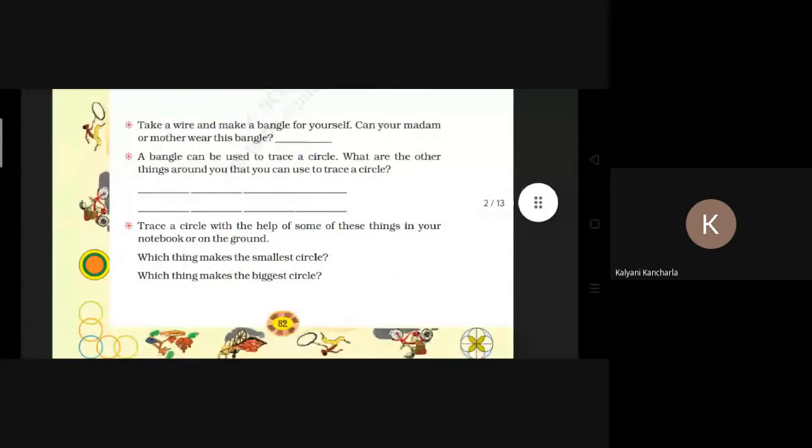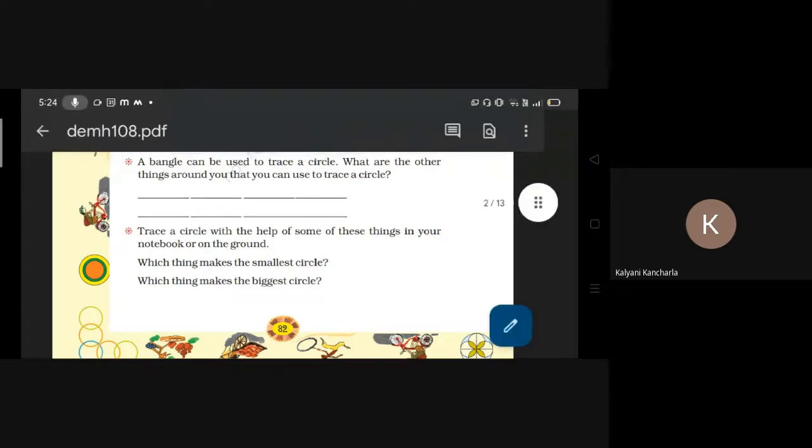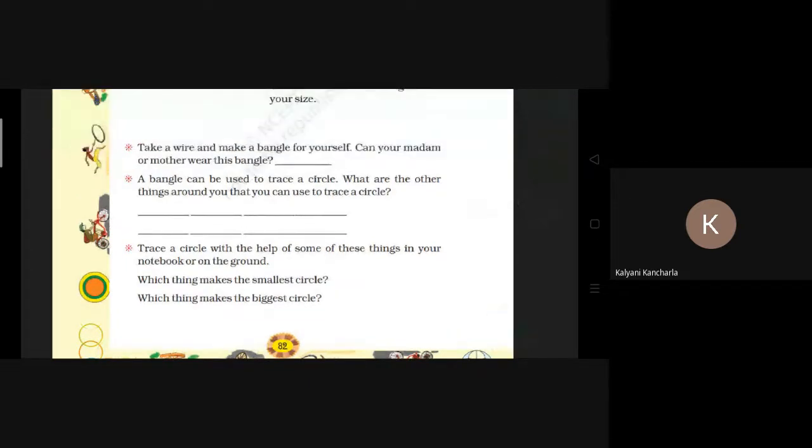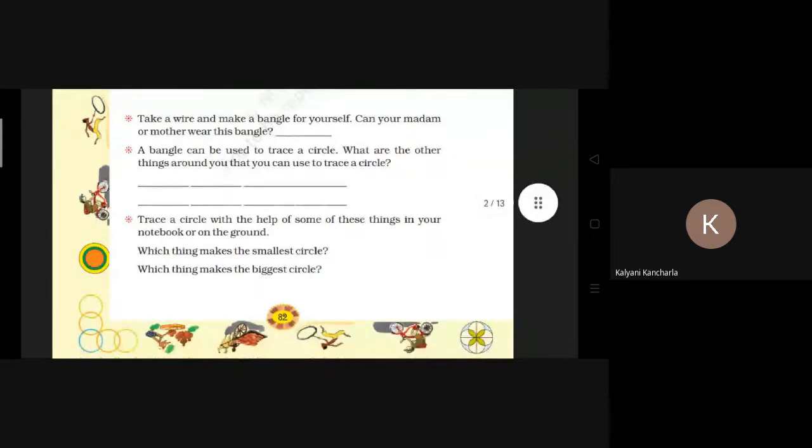Take a wire and make a bangle for yourself. Can you, madam, or mother wear this bangle? अगर आप आपके size के bangle ले रहे हो तो क्या आपकी मम्मी या फिर आपकी teacher वो bangle पहन सकती है? My mother can wear but I'm not sure my teacher can. Okay. A bangle can be used to trace a circle.